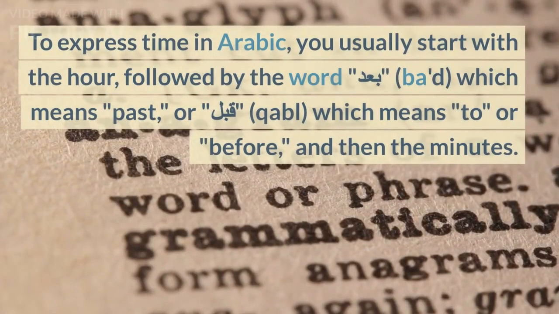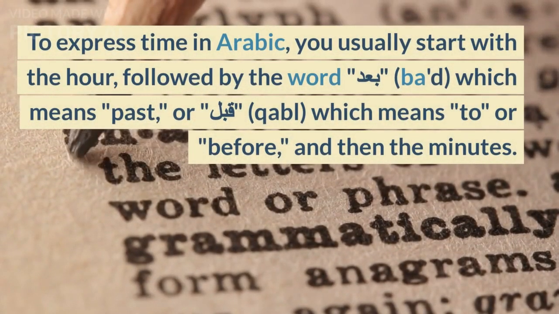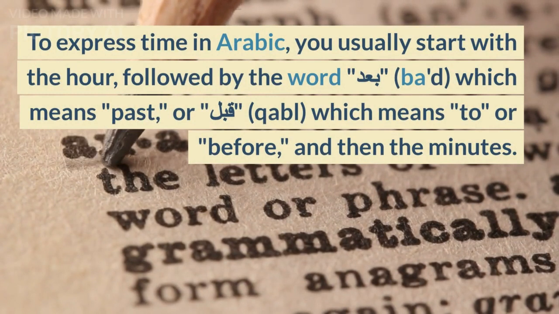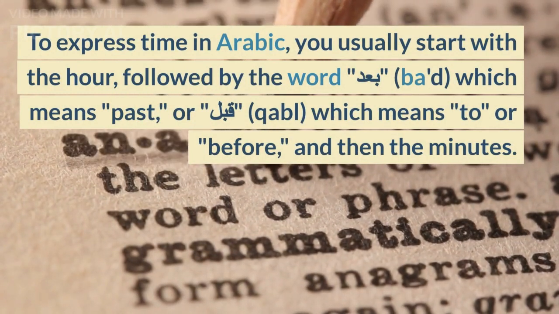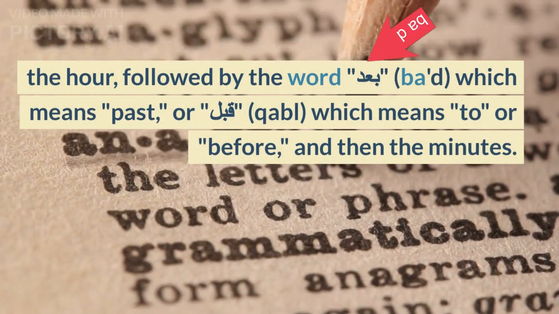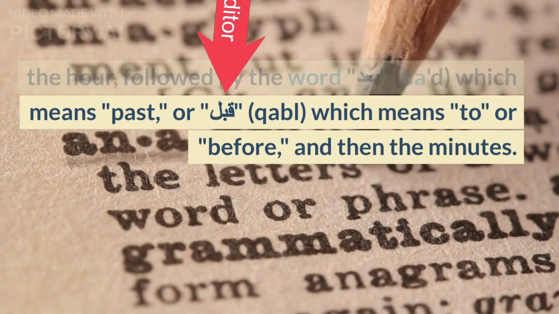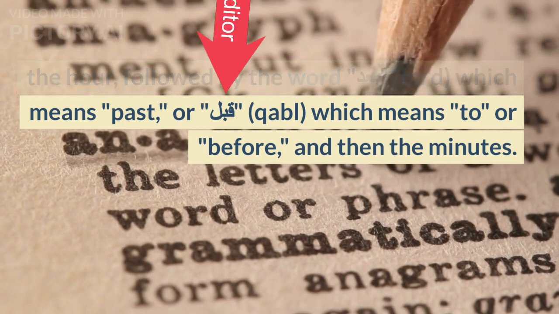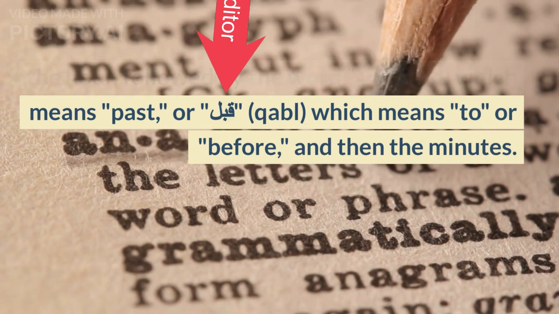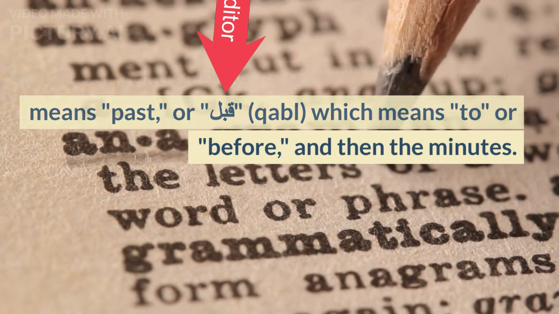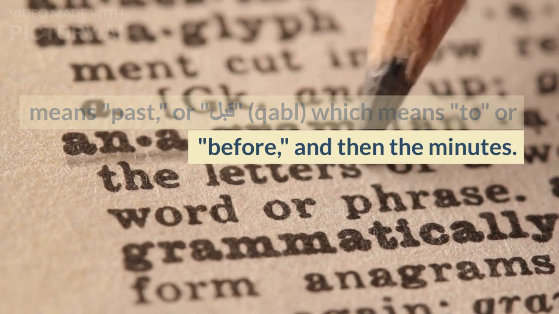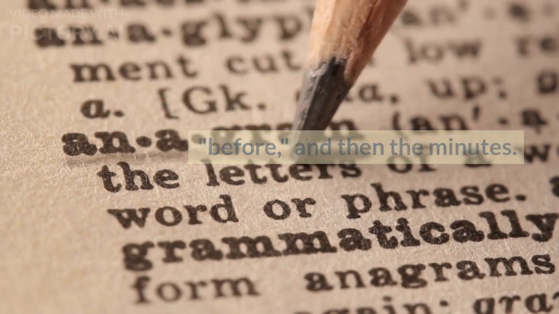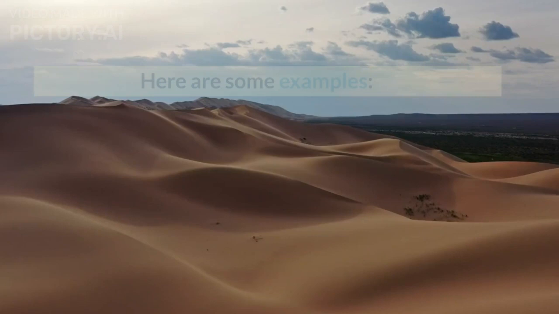To express time in Arabic, you usually start with the hour, followed by the word ba'd, which means past, or qabl, which means to or before, and then the minutes. Here are some examples.